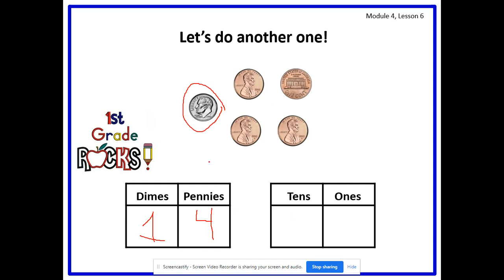So, if we have 1 dime, how many tens do we have? Get ready. Yes, 1 ten. How many ones do we have? Get ready. Yes, we would have 4 ones because our pennies are our ones. And if you would count, you would start at 10, 11, 12, 13, 14. Awesome. Let's do another one.